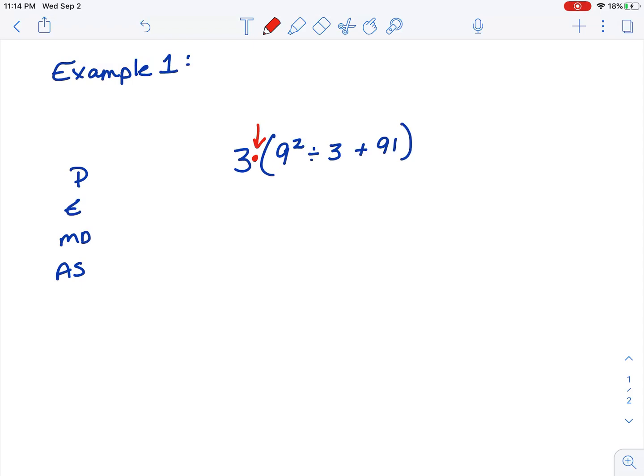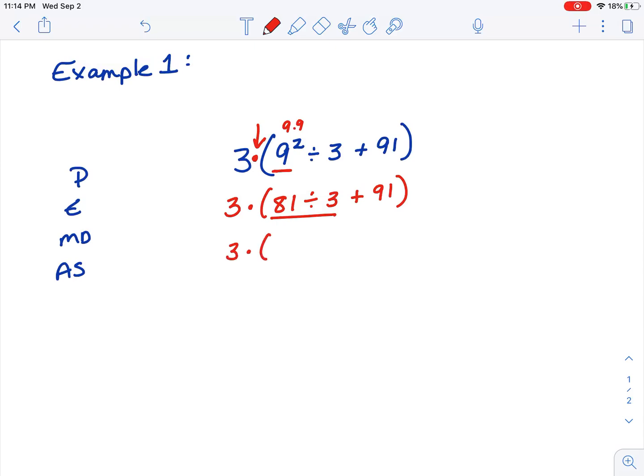So do I have parentheses? Yes, I have exponents, division, and adding. So I'm going to take care of the exponent first, which means 9 times 9. So 3 times, then the parentheses, 81 divided by 3 plus 91. Do I still have parentheses? Yes, I had division and adding. So I divide first.